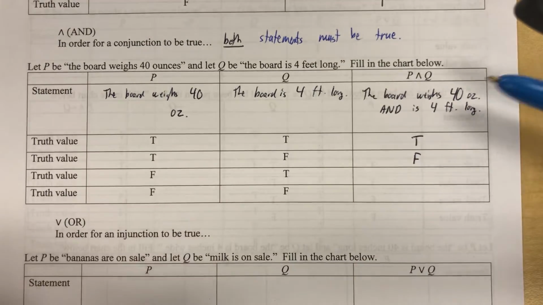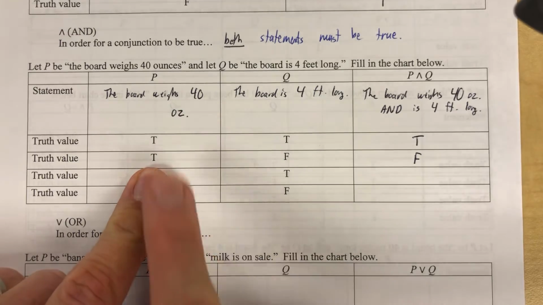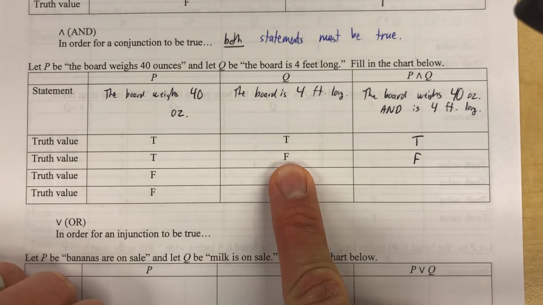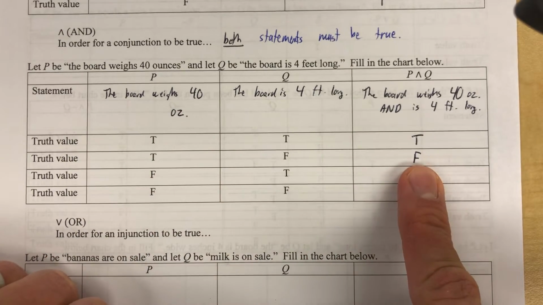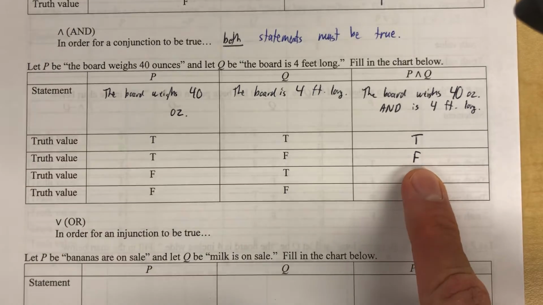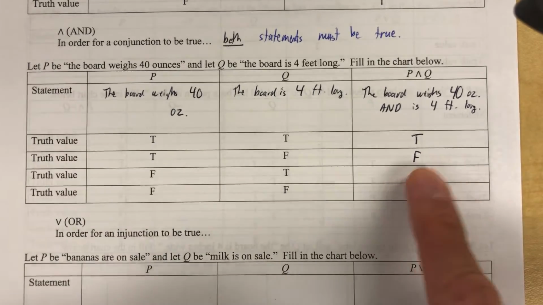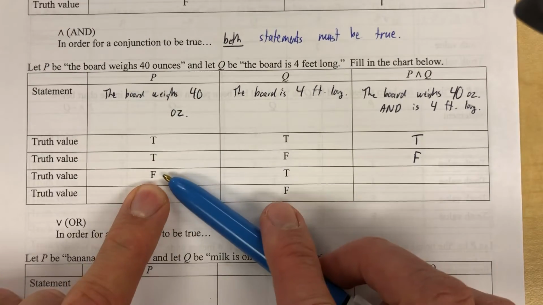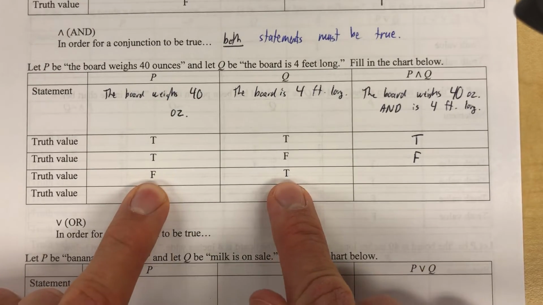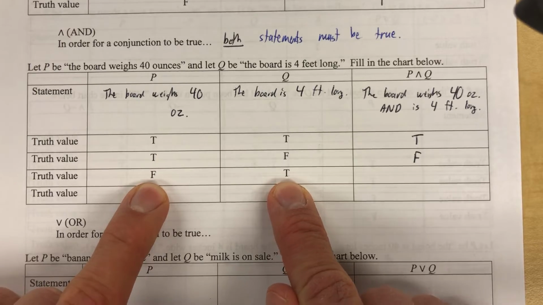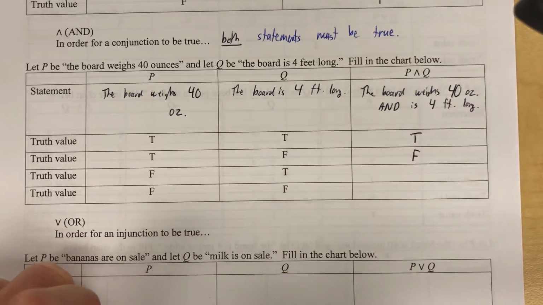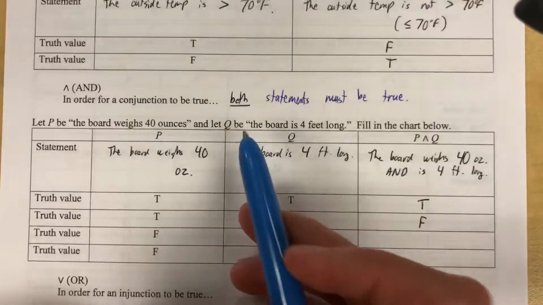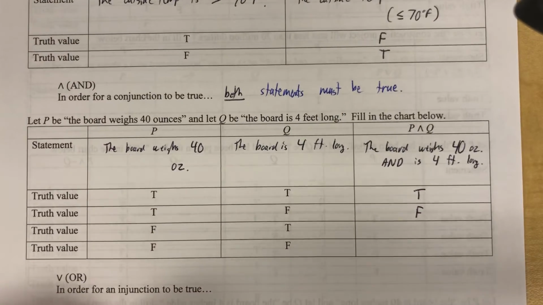Now, again, our board weighs 40 ounces, that's true, but our board is not 4 feet long, so they're not both true. So the whole statement with the and is false. Let's keep going. The board does not weigh 40 ounces because it's false, but it's true that the board is 4 feet long, and therefore this statement is not true. I have to have both statements true in order for me to call an and true.